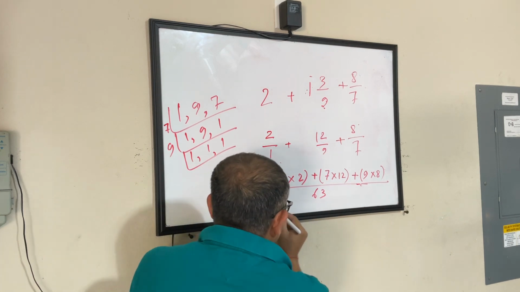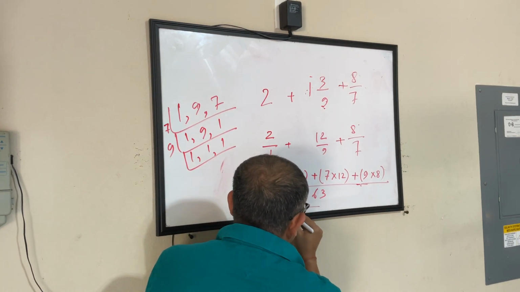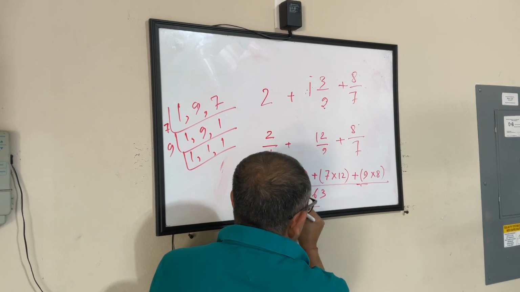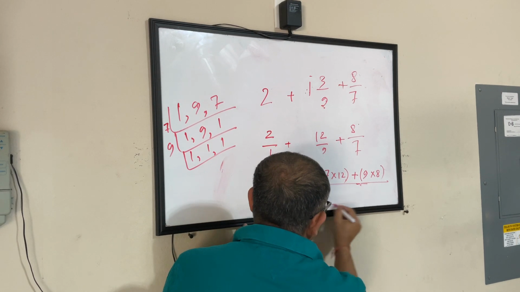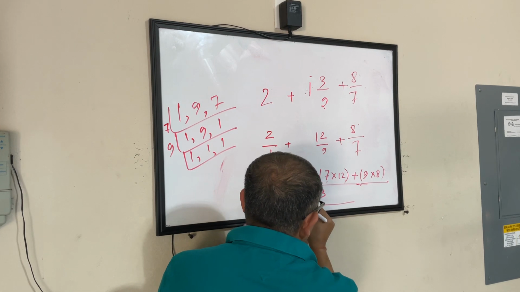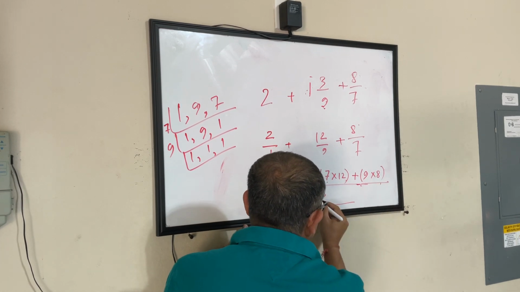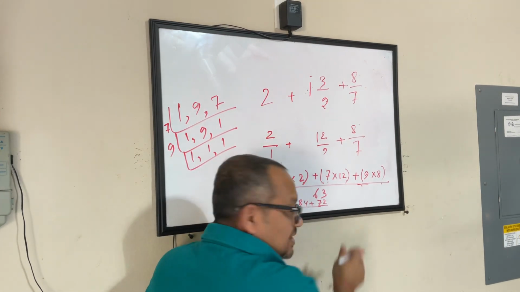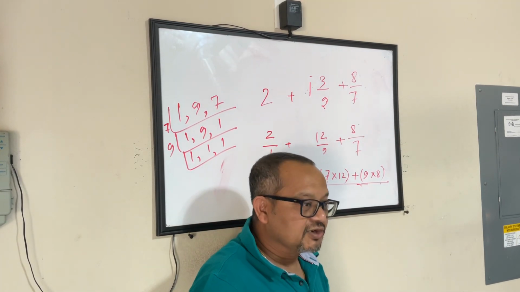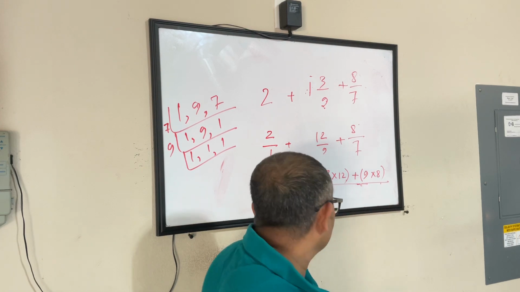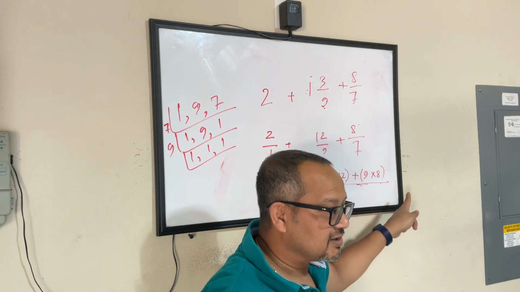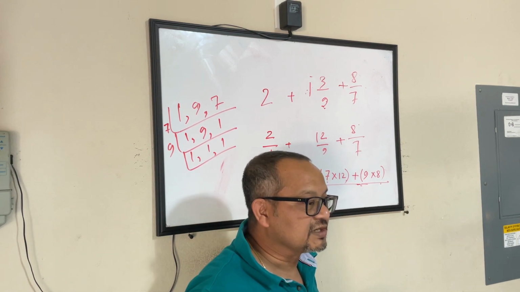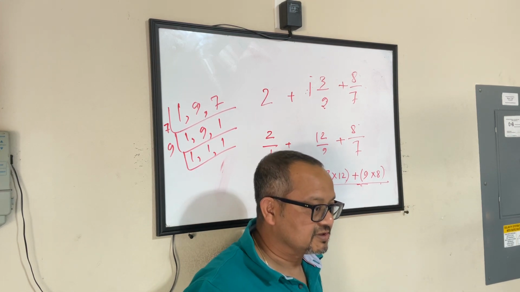Now, what did it become? 63 remains here. 63 into 2, 126. Plus 12 into 7. Who will tell me? 84. 9 into 8, 72. See? Now look at the magic of tables. Since you guys keep on memorizing tables, all these things are coming so quick. Yeah? That's why I'm forcing, troubling, bothering you guys to memorize tables.